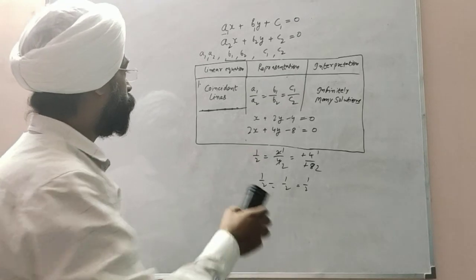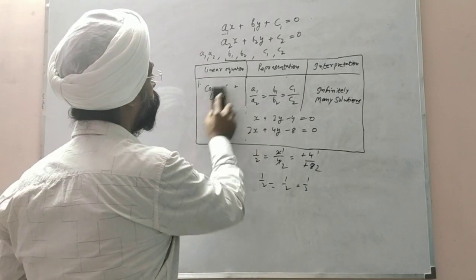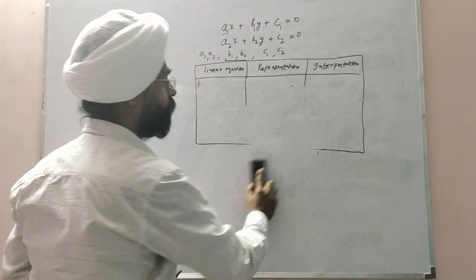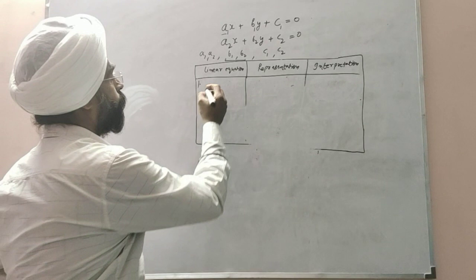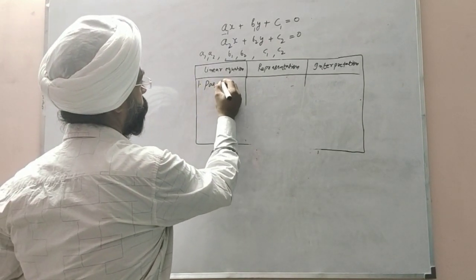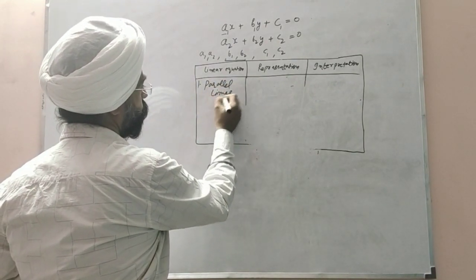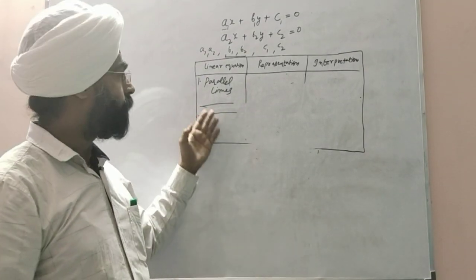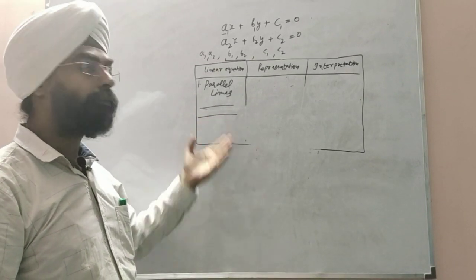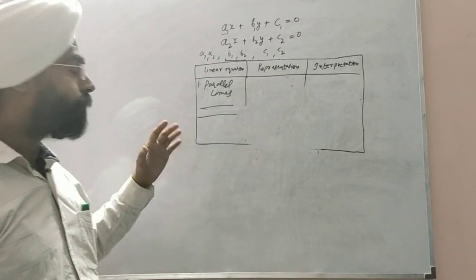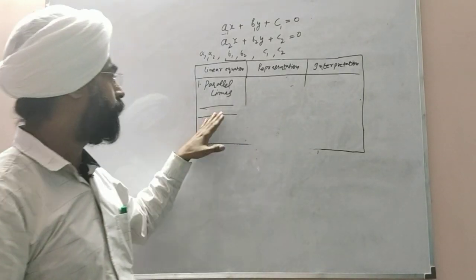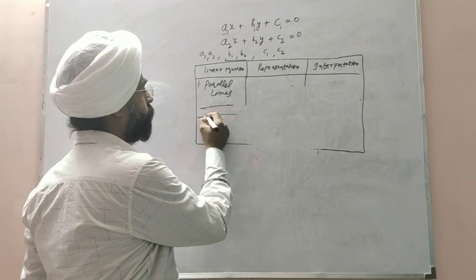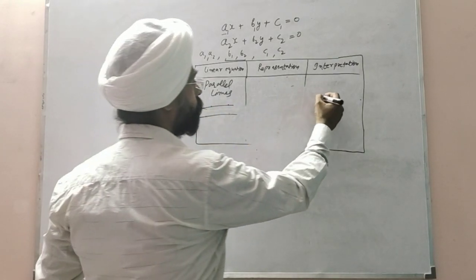Now the third formula, of parallel lines. How are they parallel? They are simply parallel. So there is no point of intersection. They will have no solution. This is very simple, but some students get confused. The parallel lines never meet each other. They have no common point, so they will have no solution.